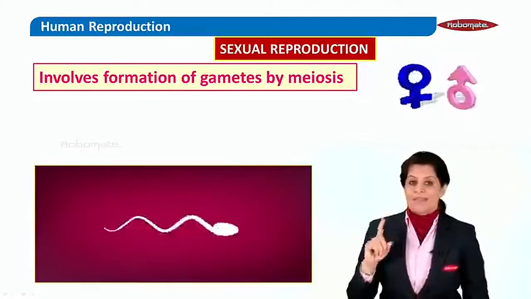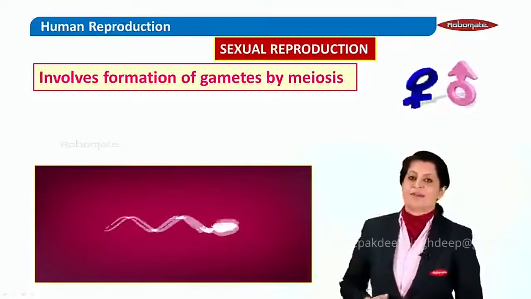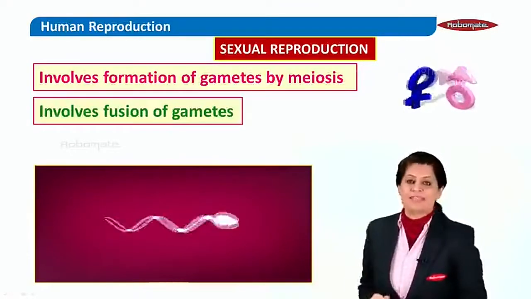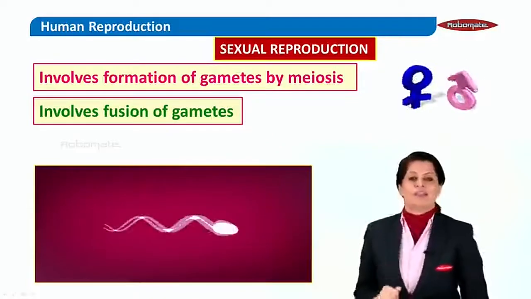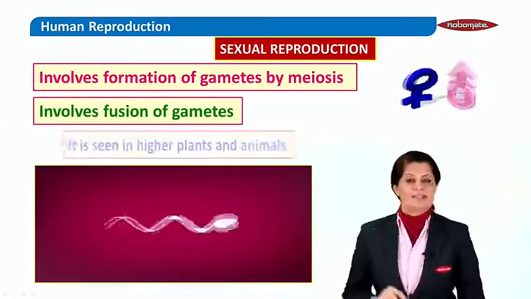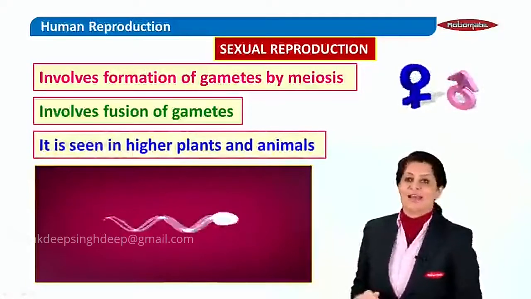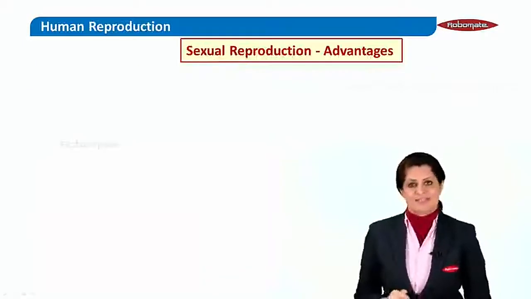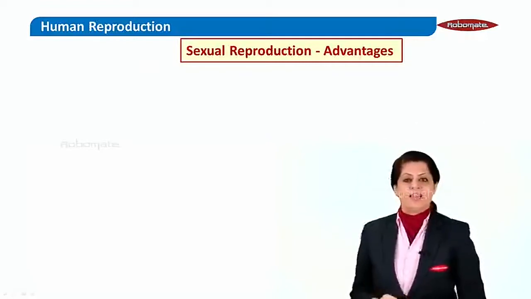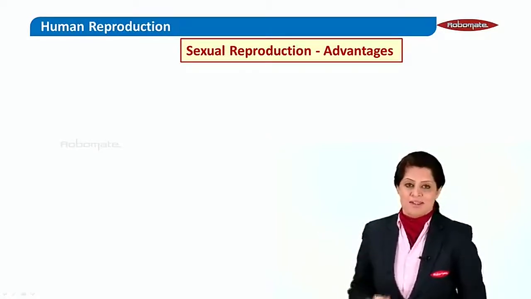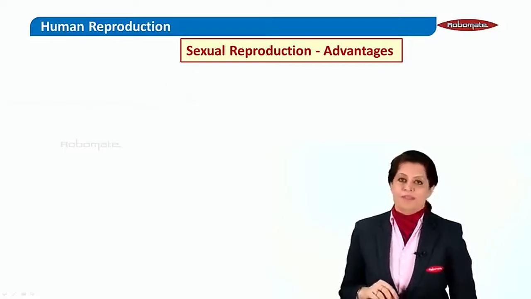So when gametes are formed, naturally gametes are going to fuse, or we say fertilize. So fusion of gametes occurs. And in which organisms? Normally we see sexual reproduction in higher plants and animals like human beings. So sexual reproduction occurs in higher organisms. Now, what exactly are the advantages of sexual reproduction? Various advantages, students. Nature generally prefers sexual reproduction only.